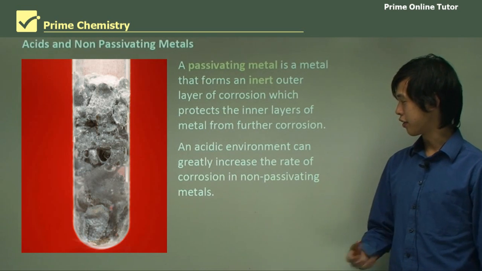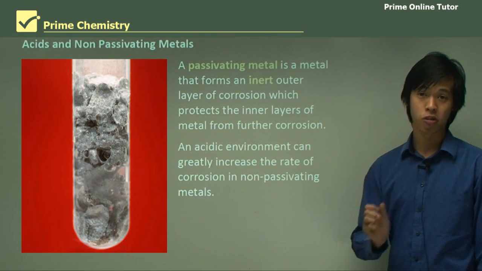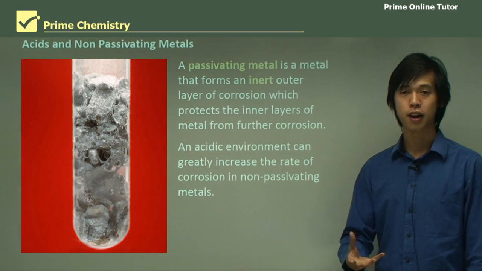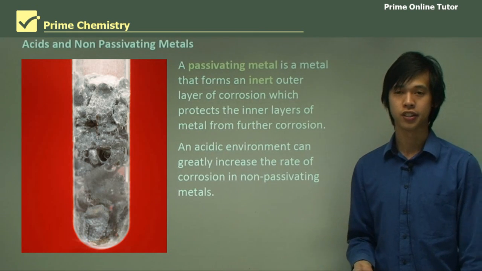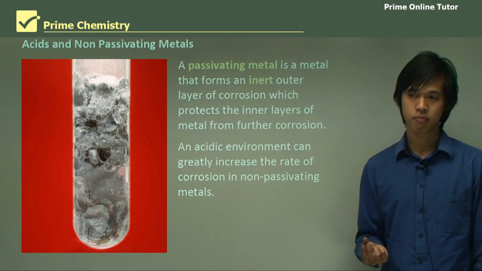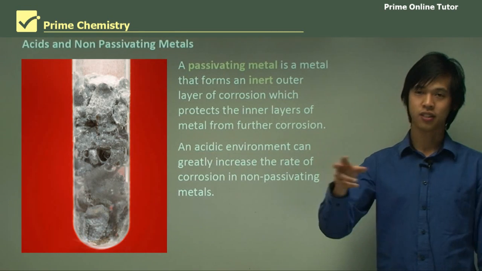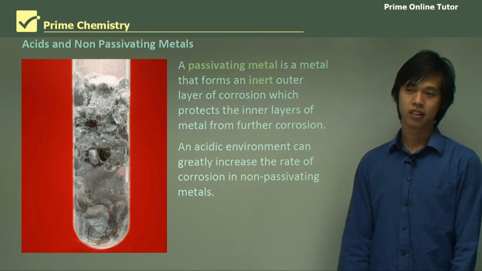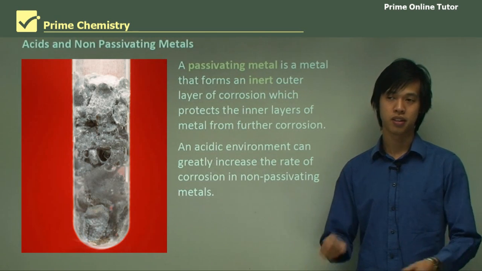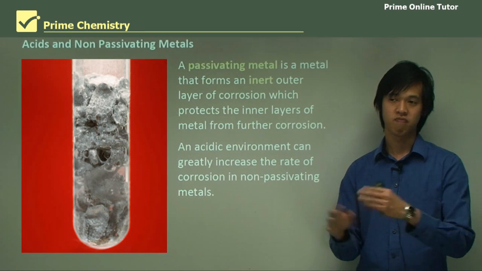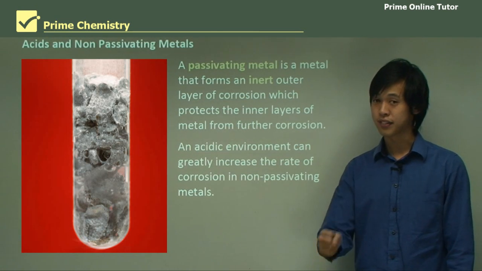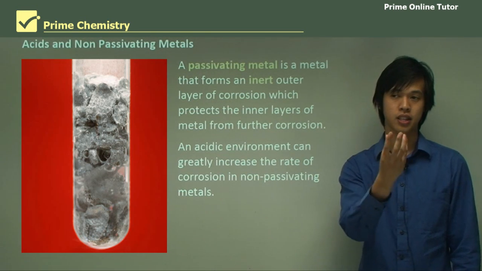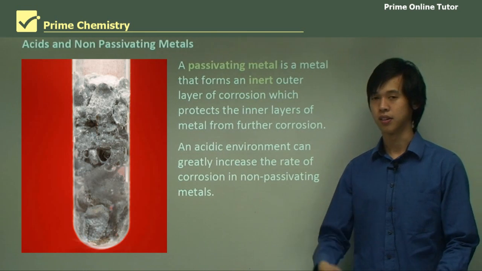Now, an acidic environment can greatly increase the rate of corrosion in non-passivating metals. So if you don't have a passivating metal, obviously if you've got an acidic environment, that will accelerate corrosion. If you imagine aluminium, it's a passivating metal. If we chucked it into an acidic environment, no problem. It would just sit there and the acid wouldn't do anything, because that passivating layer on the outside stops the acid from doing anything. Now, if you have something like iron and we throw it into an acidic environment, it will corrode much more rapidly than if it was in a neutral environment. So that's why we're studying this.